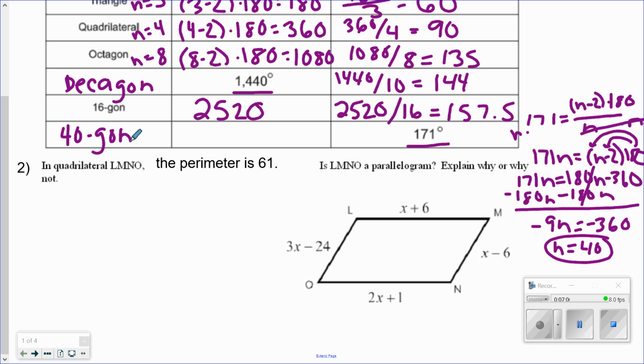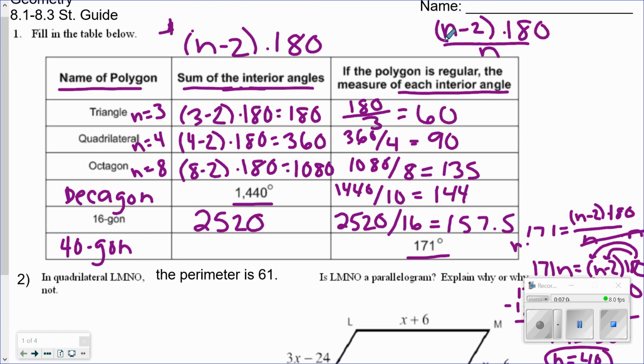So now that I know the number of sides, I can use n to find the sum of the interior angles. That's going to give me 40 minus 2 times 180, and that is 6,840.